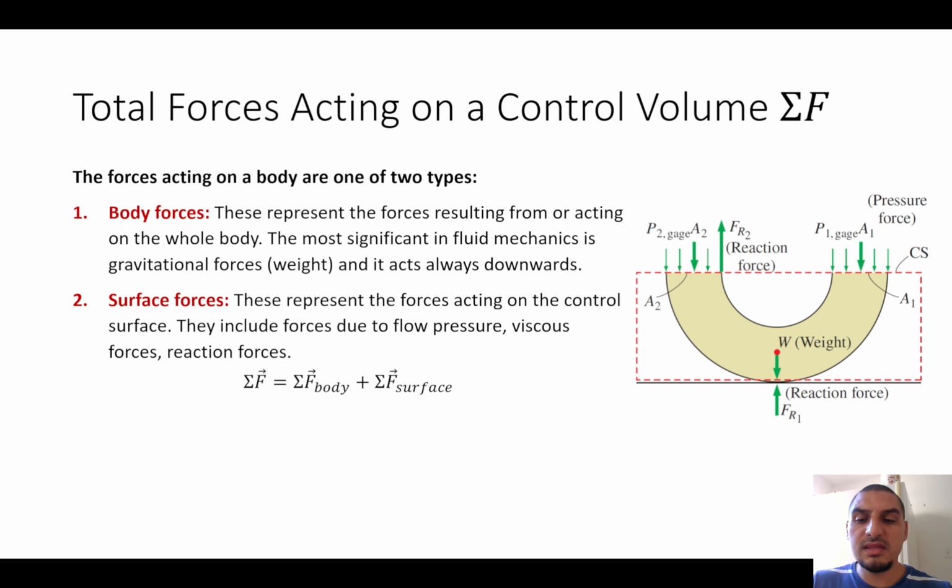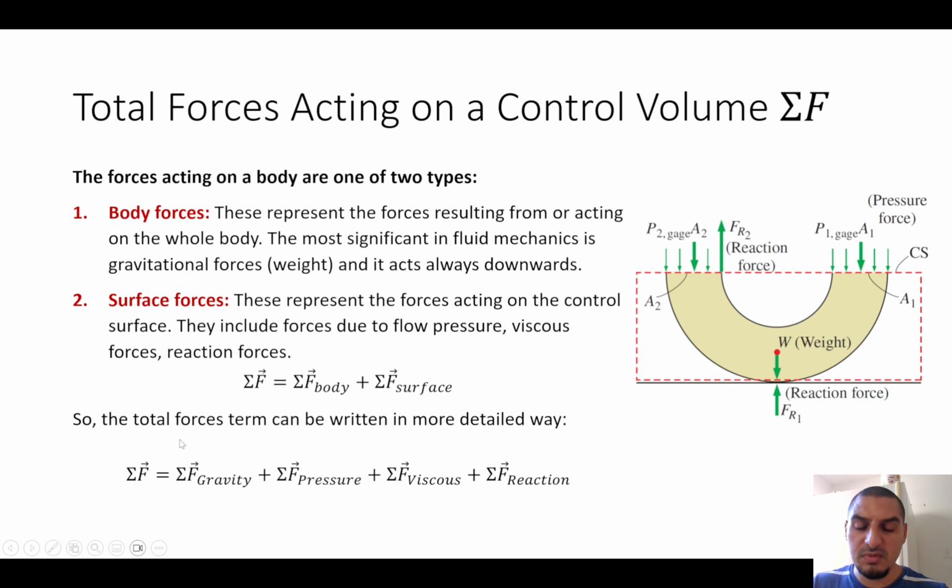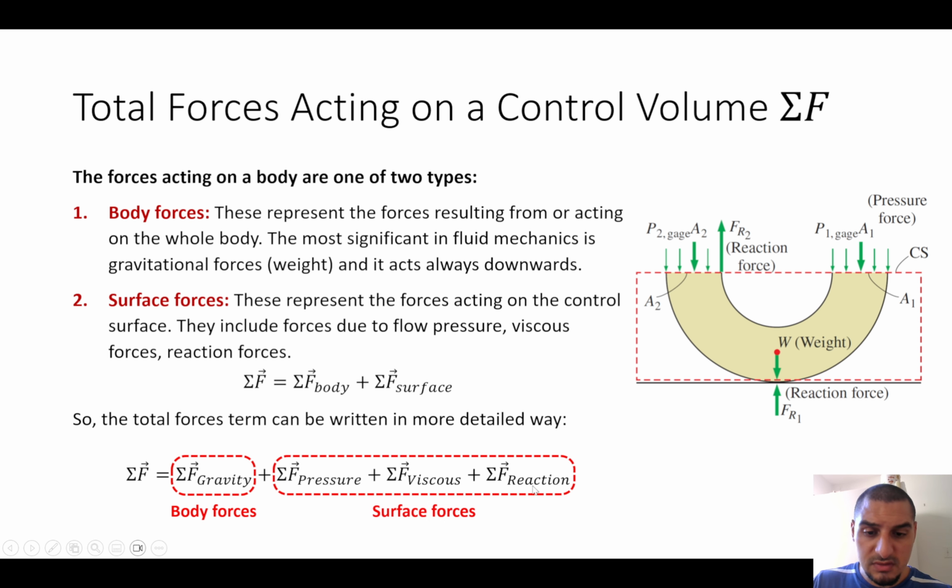So we can say that the sum of forces is the sum of body forces and the sum of surface forces. To be more detailed, the gravitational forces are the body forces. The surface forces are due to the pressure, the viscous forces, and the reaction forces. We will go through them in more detail, and they will be clearer when we solve problems after two videos. But for now, these are the types of forces that we should take into account when we do the analysis on the control volume and see what forces are acting on it.